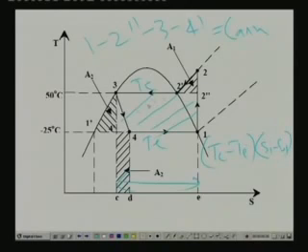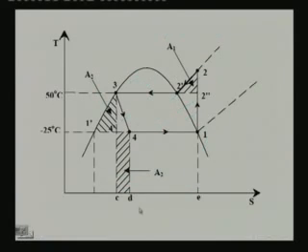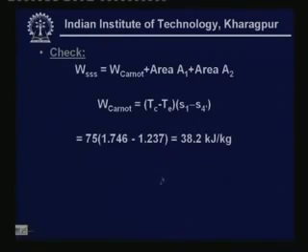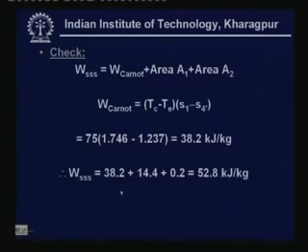We know all these things, so you can easily calculate the work input to the Carnot cycle, and work input to the actual cycle is work input to the Carnot cycle plus this area plus this area. So you can check your result. Work input to the Carnot cycle is found to be 38.2 kilojoule per kg, and work input to the standard cycle from this expression is 38.2 plus 14.4 plus 0.2, which works out to be 52.8 kilojoule per kg, which matches exactly with the data obtained earlier.